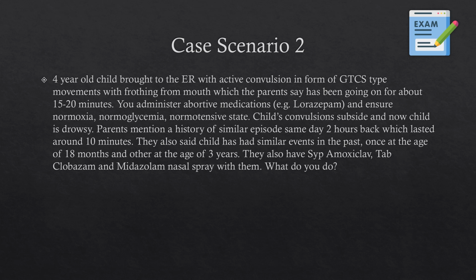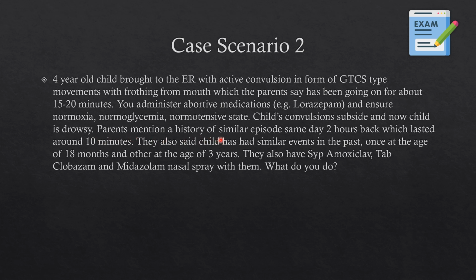Now coming to the second case scenario. This is also a scenario that we frequently encounter in the hospital. This is a 4-year-old child brought to the emergency room with active convulsion in the form of GTCS with frothing from the mouth, which the parents say has been going on for about 15 to 20 minutes. So the duration is more than 15 minutes. That means it's most likely a case of complex febrile seizure. You administer abortive medications, for example lorazepam, and ensure normoxia, normoglycemia and a normotensive state. The child's convulsions subside after your lorazepam and now the child is drowsy.